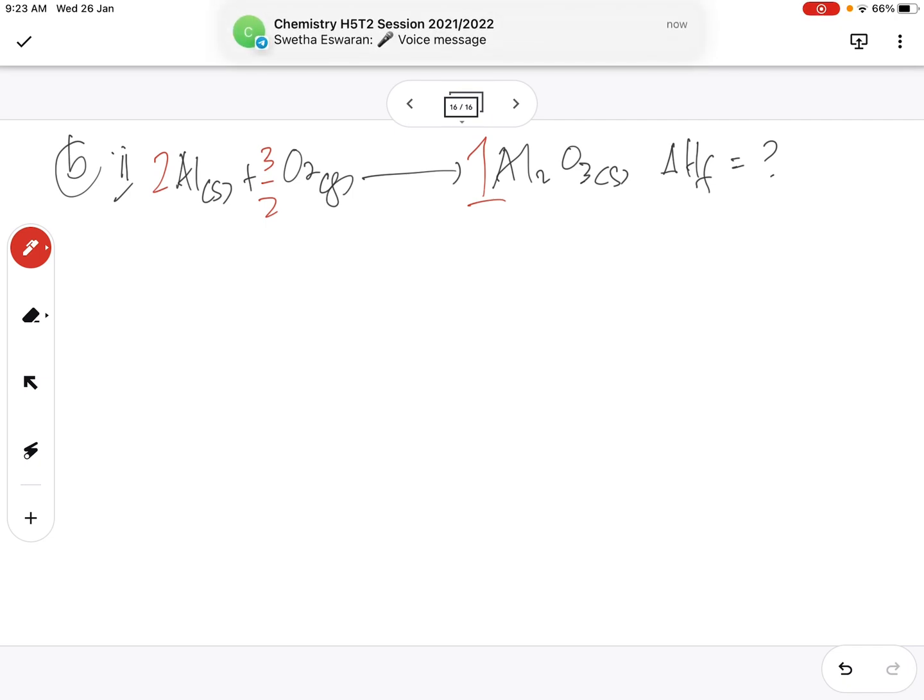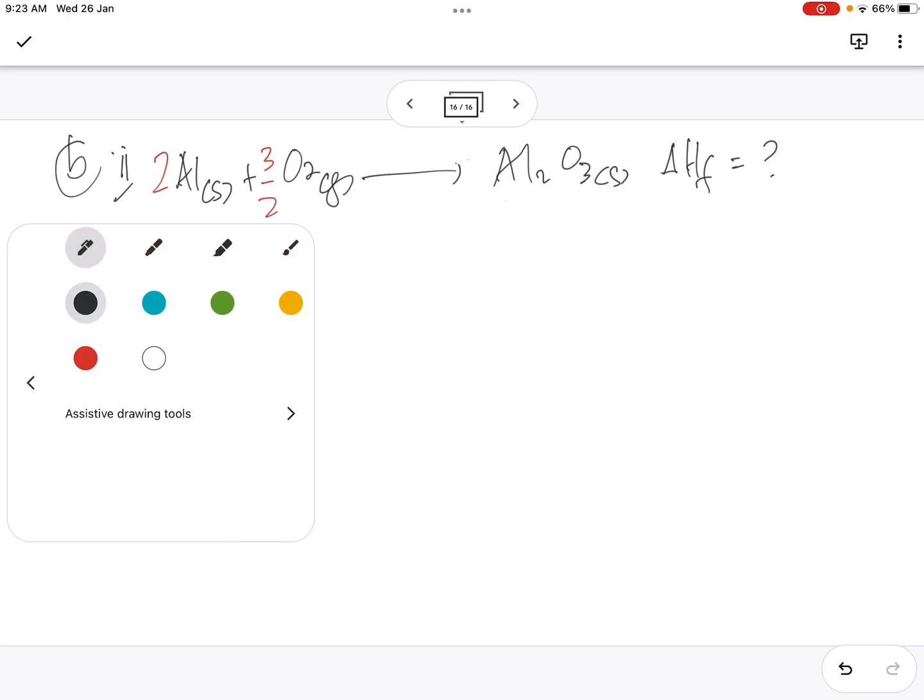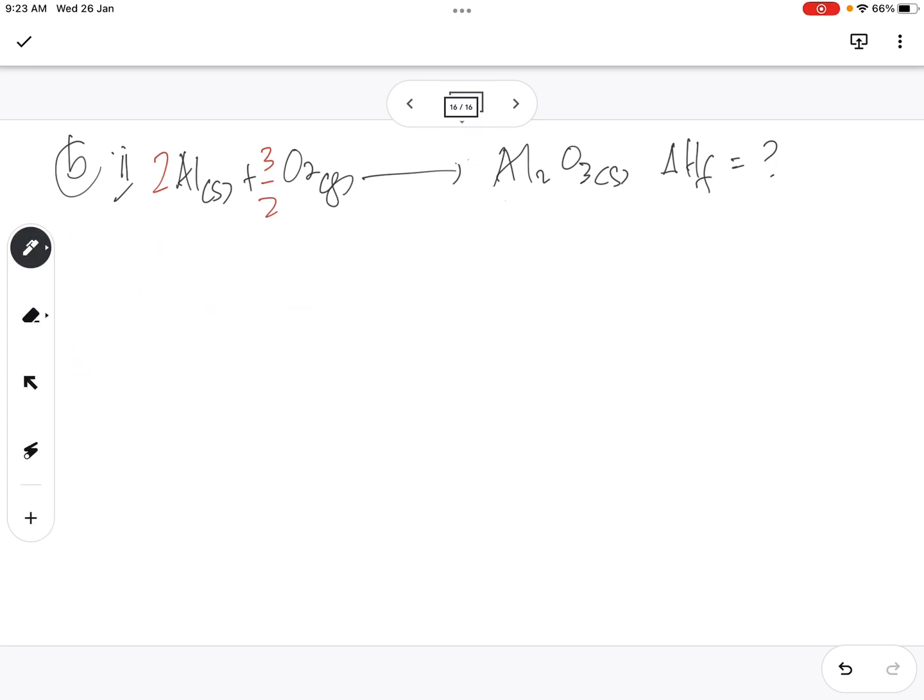Let me erase one thing. Okay, that's correct. Aluminium 2, oxygen 3/2, so the equation is balanced. This is the thermochemical equation for enthalpy of formation. They asked us to find the enthalpy.